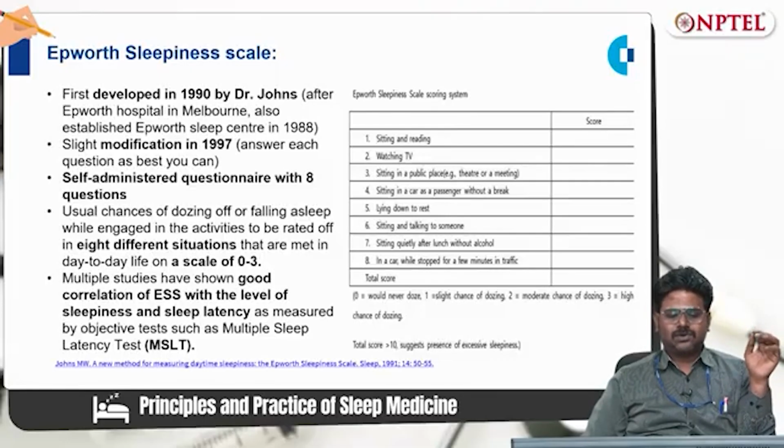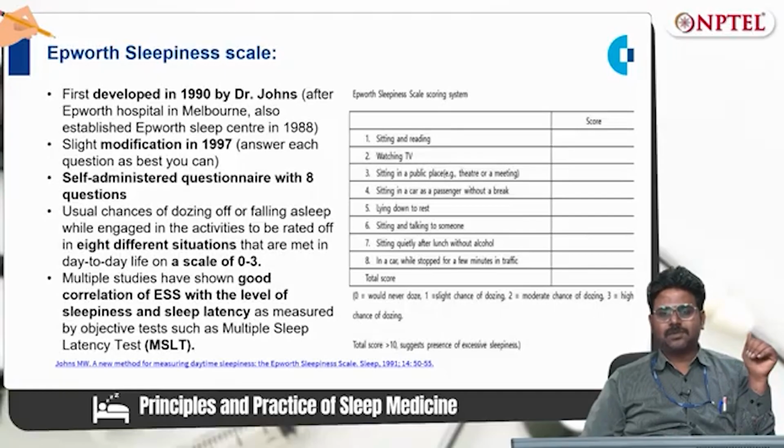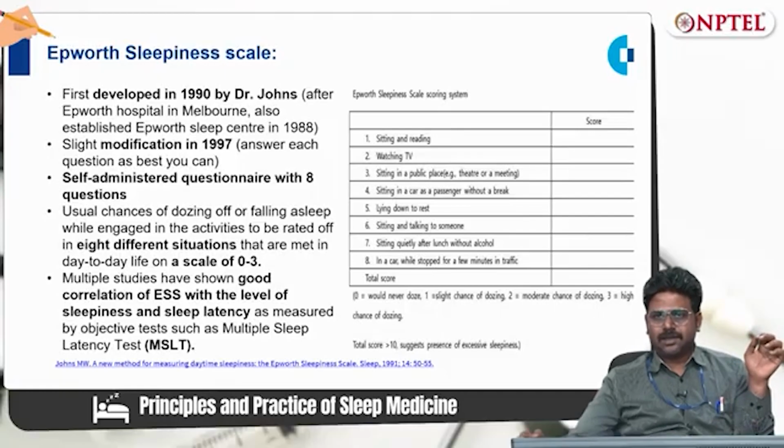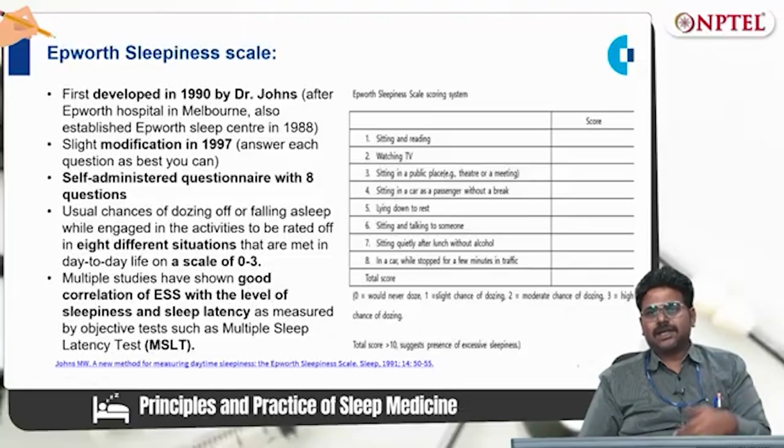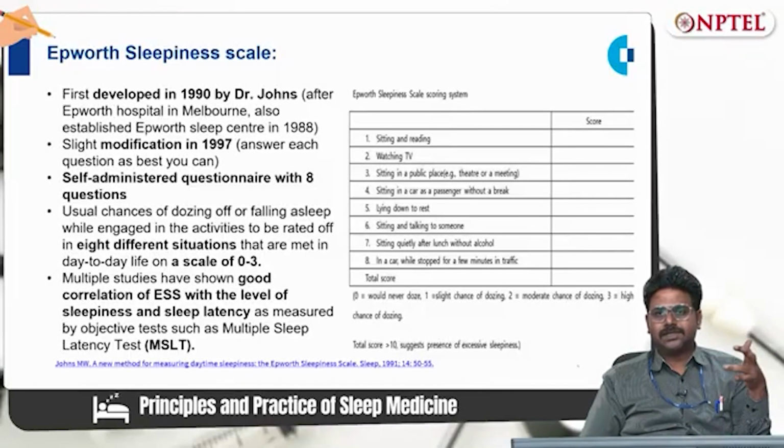Multiple studies have shown good correlation of ESS with the level of sleepiness and sleep latency as measured by objective tests such as the multiple sleep latency test. Here you can see the Epworth sleepiness scale scoring system. The 8 situations include sitting and reading, watching TV, sitting in a public place, which can be a theater or meeting, sitting in a car as a passenger without a break, lying down to rest, sitting and talking to someone, sitting quietly after lunch without alcohol, and in a car while stopped for a few minutes in traffic. Then it can be scored between 0 to 3.